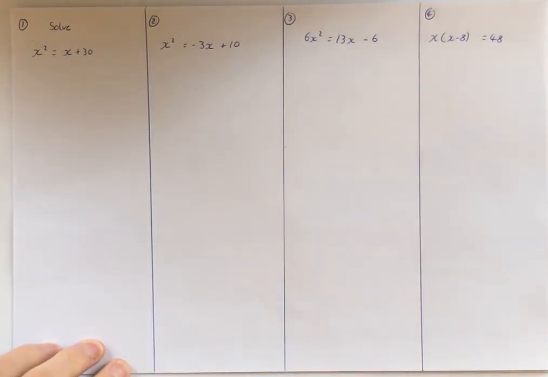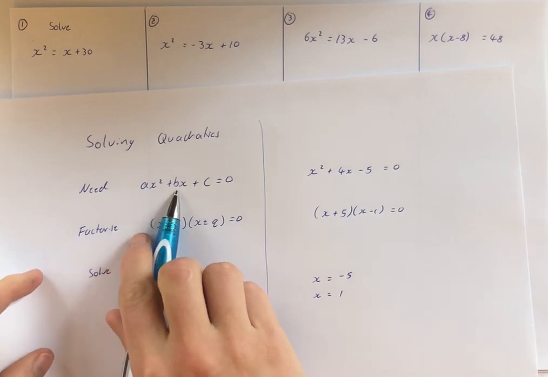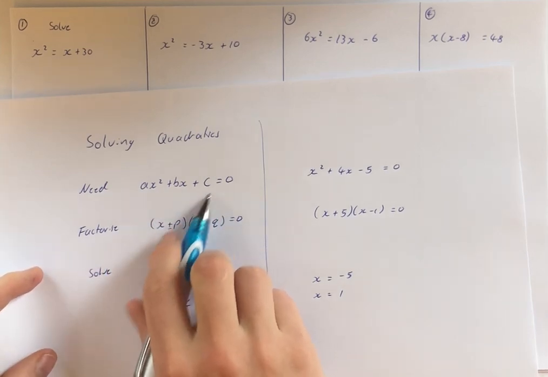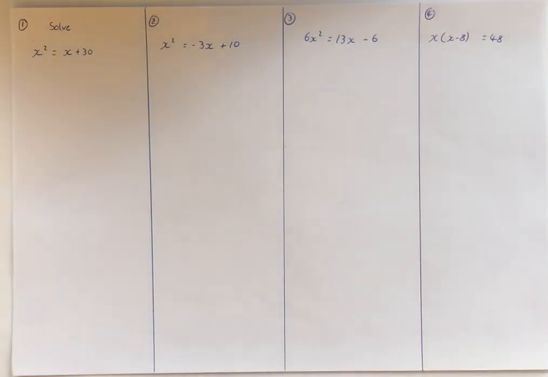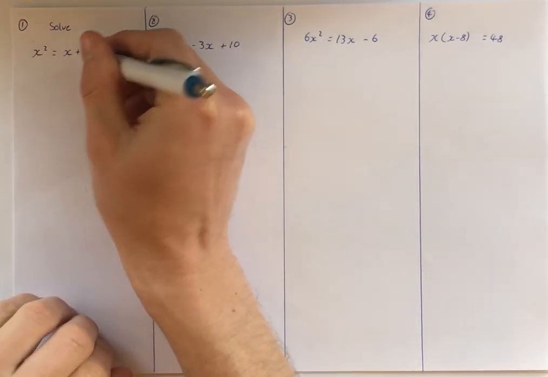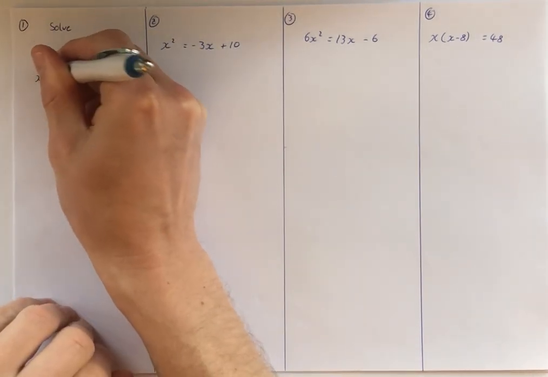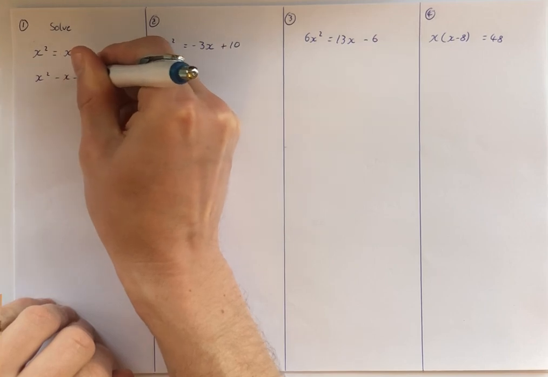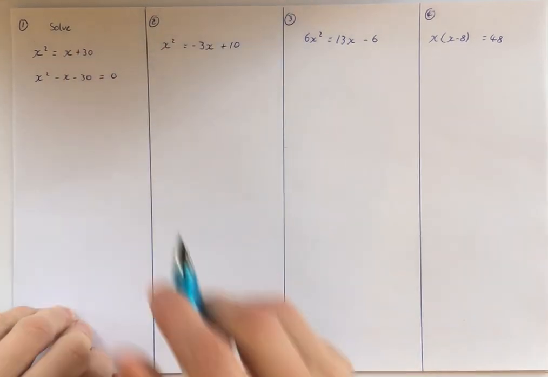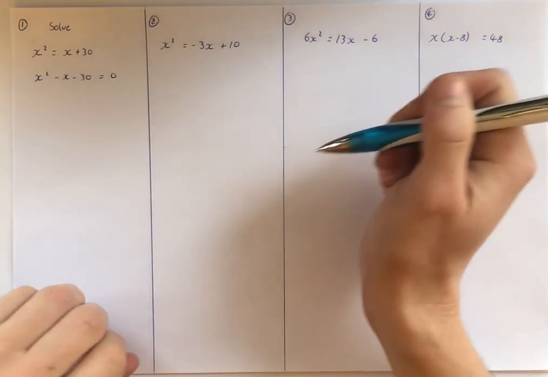Question 1, x squared is equal to x plus 30. So it's not in the form ax squared plus bx plus c equals 0. We need to get it into this form first. So we can subtract x and subtract 30 from both sides. Now it's equal to 0.